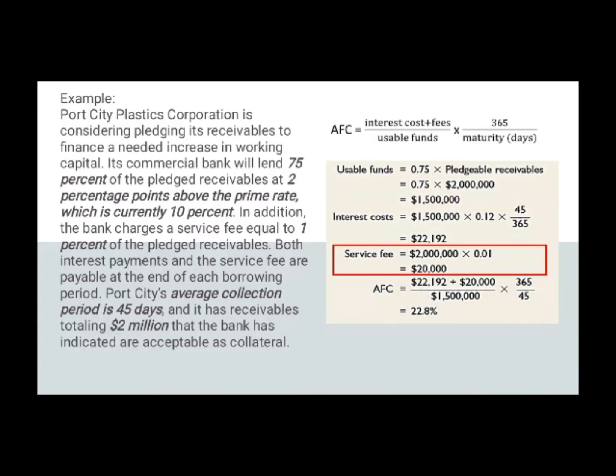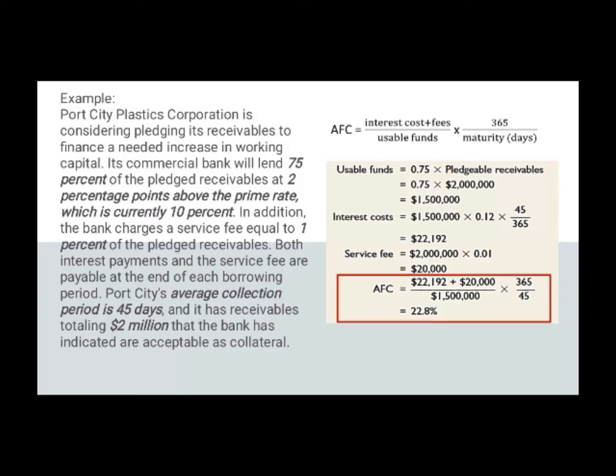Now let's compute for the service fee. The formula is acceptable accounts receivables as collateral multiplied by the percentage of bank charge as service fee. So our acceptable collateral is $2 million multiplied by 1%. So therefore our service fee is $20,000.